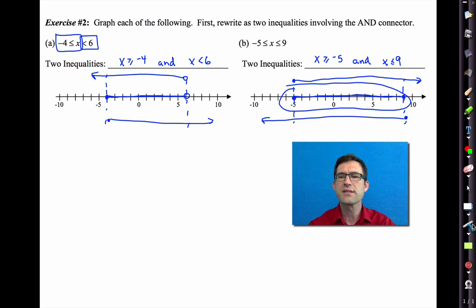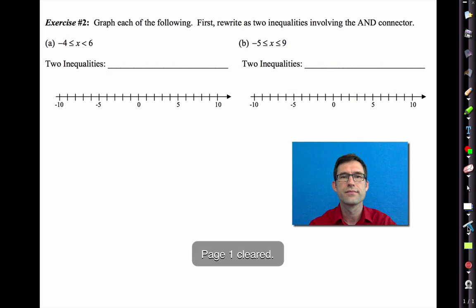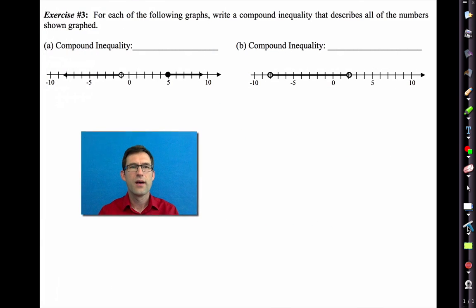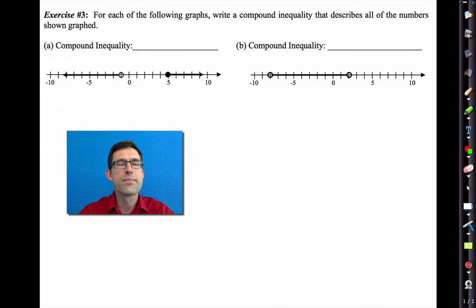I'm going to clear out the text, and then we'll get into solving some compound inequalities. I almost said systems of inequalities, and that'll come a little bit later. All right. Let's take a look. One more before we do some solving. For each of the following graphs, write a compound inequality that describes all of the numbers shown graphed.